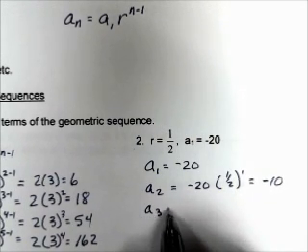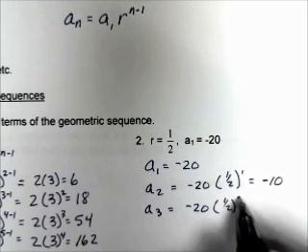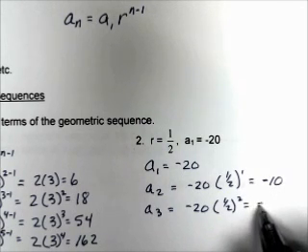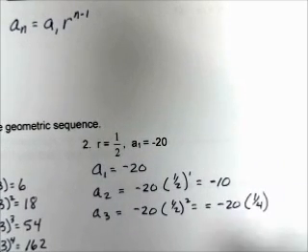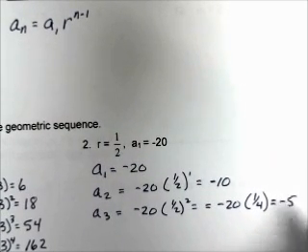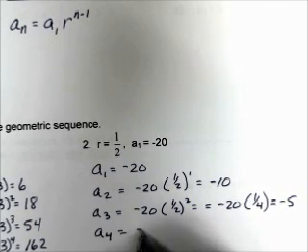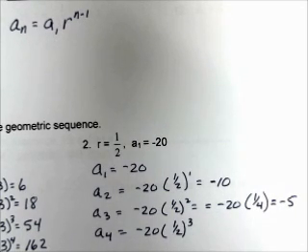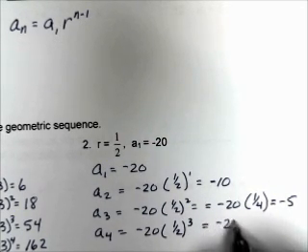Our third term would equal negative 20 times 1/2 squared. 1/2 squared is a quarter. A quarter of negative 20. Love these fractions. Is equal to negative 5. Our fourth term, negative 20, times 1/2 to the third. 1/2 to the third is 1/8. Negative 20 times 1/8.